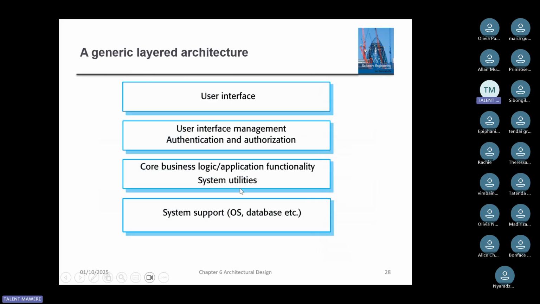So this is a typical example of the layered architecture, the generic layered architecture. I think the design of operating systems are structured like this. We have the user interface at the top there. We have user interface management and authentication and authorization. We have the core business logic, application functionality or system utilities. And then the bottom layer is system support.